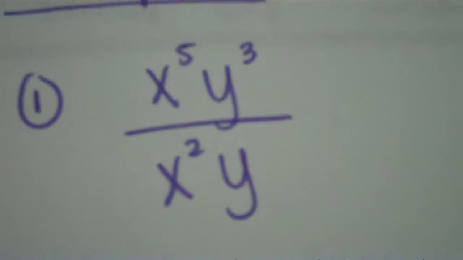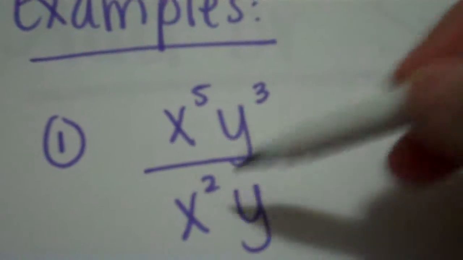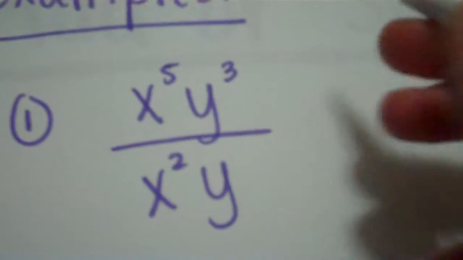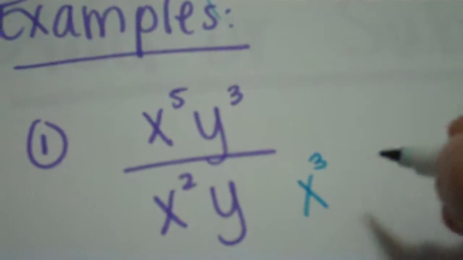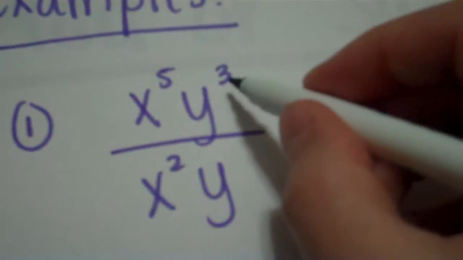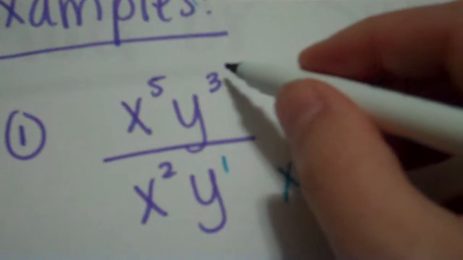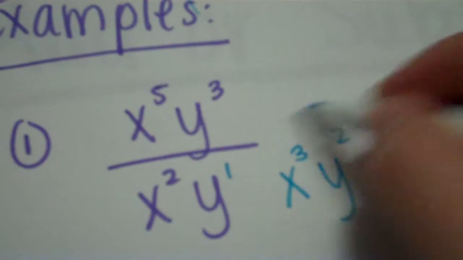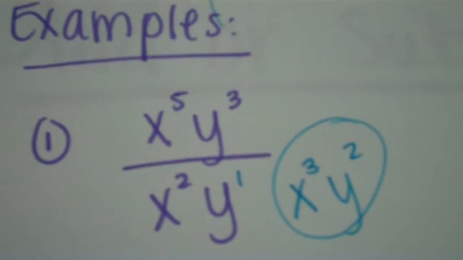Number 1. All right, I don't have any coefficients, so I have a division. So when I'm dividing, I'm going to subtract my exponents. Okay, so I put an x here, and 5 minus 2 is 3, and then I'll put my y. 3 minus, remember, if there is no exponent, the exponent's 1. So 3 minus 1 is 2. That's it. So I'm dividing, I have to subtract my exponents. Okay?